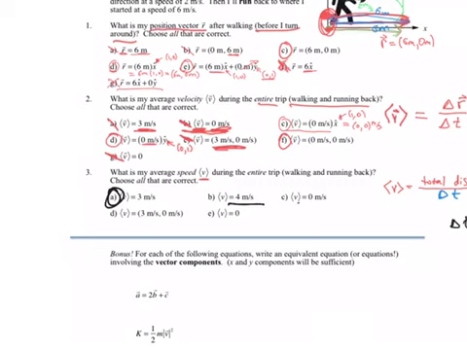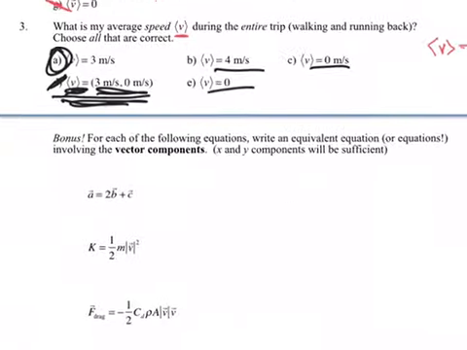Nothing else has a 3 except for d, but d is a vector, and it's a vector on the right, and it's a scalar on the left, so that can't be right. All right, so now let's just quickly look at the bonus.